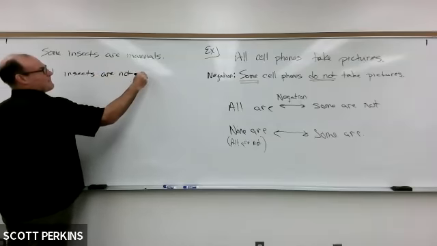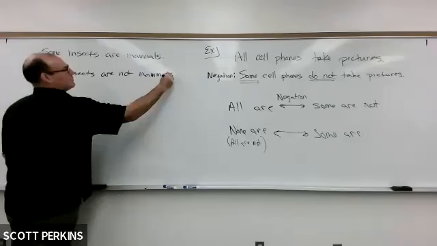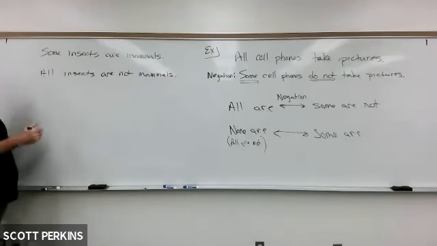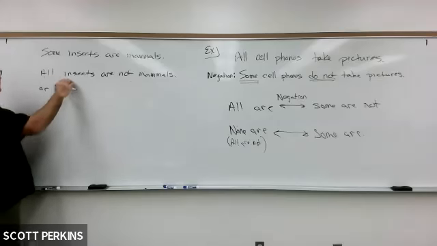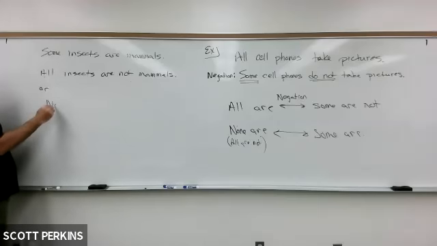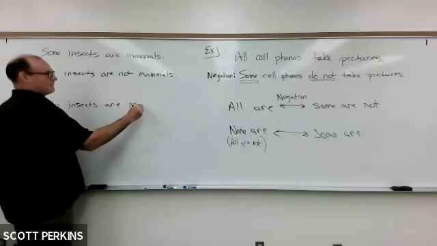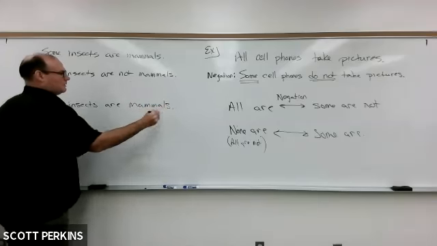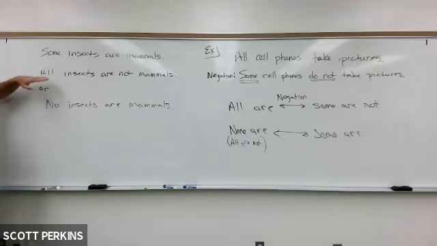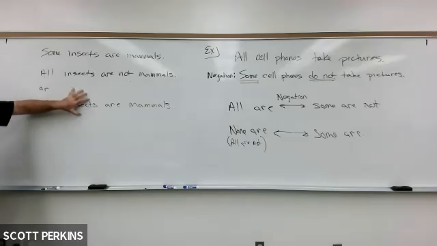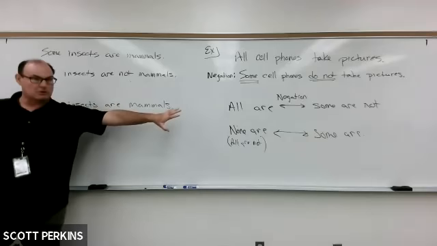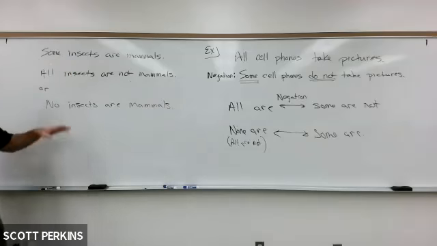All insects are not mammals. Now you might be saying, well, Mr. Perkins, I wrote none. Exactly. Or you could just say, instead of all insects are not mammals, you could say no insects are mammals. These mean the same thing. This just helps me because it follows the pattern. That's why I like to write all are not instead of none. I will accept either. So if you just remember this little relationship right here, then you are good to go, okay? They mean the exact same thing.